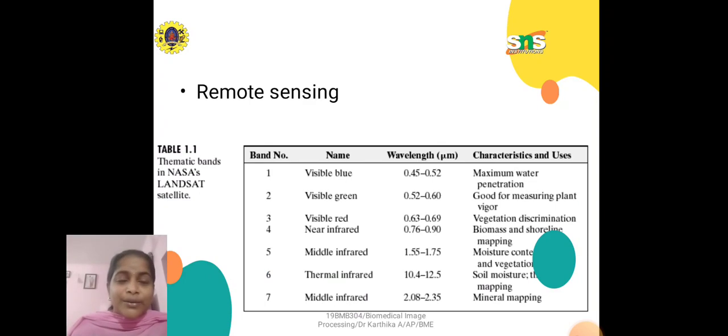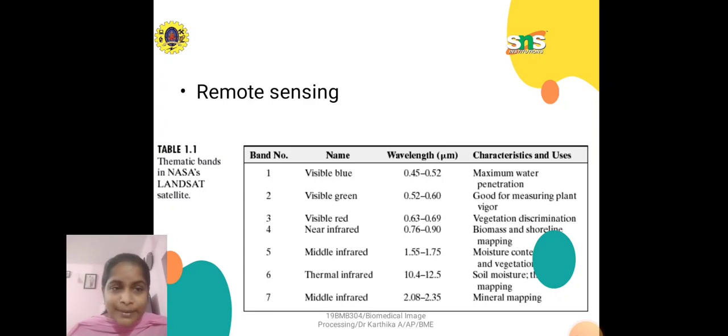See here, we have many applications in remote sensing based on the wavelength. Why do we need these wavelengths in image processing? Because image processing is not only based on black and white, it is purely based on color image processing. So here we consider the colors and their wavelength. The first color is visible blue. The wavelength is 0.45 to 0.52 micrometer. The application is maximum water penetration. The second one is visible green. The wavelength is 0.52 to 0.60. It is good for measuring plant vigor.